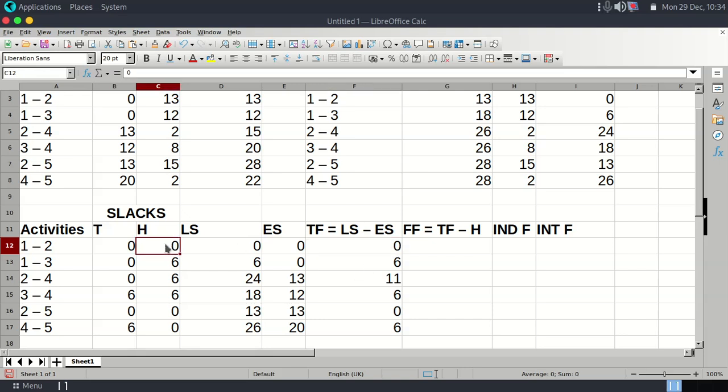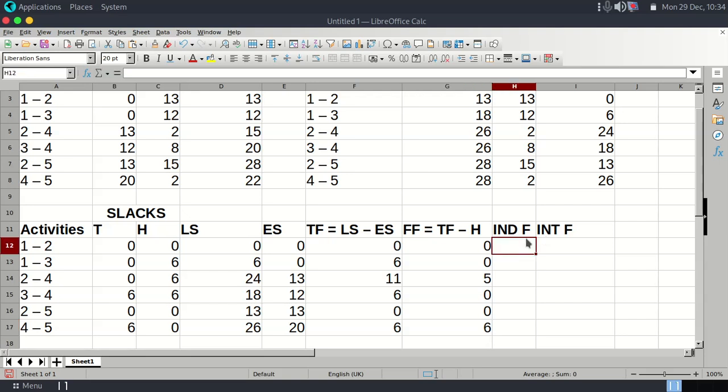So we say 0 minus 0, which becomes 0. Now we say 6 minus 6, which is 0. Then we say 11 minus 6, which gives us 5. Then 6 minus 6, which gives us 0 again. Then 0 minus 0, we get a 0. Then 6 minus 0, we get a 6. So this is our free float.